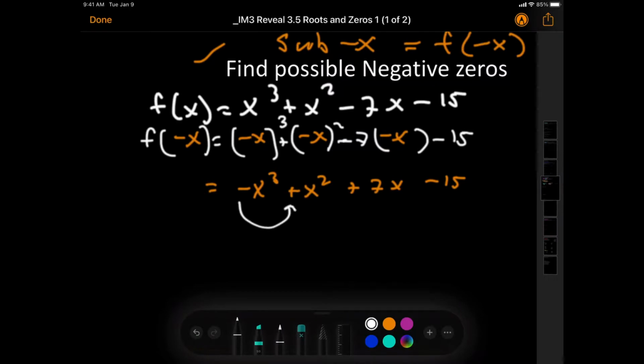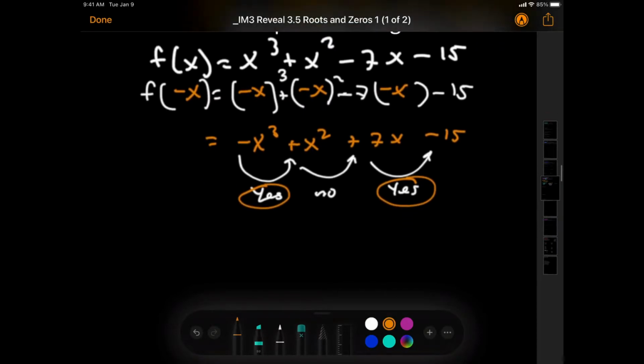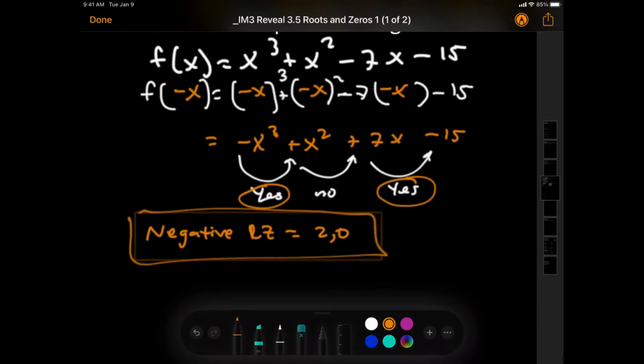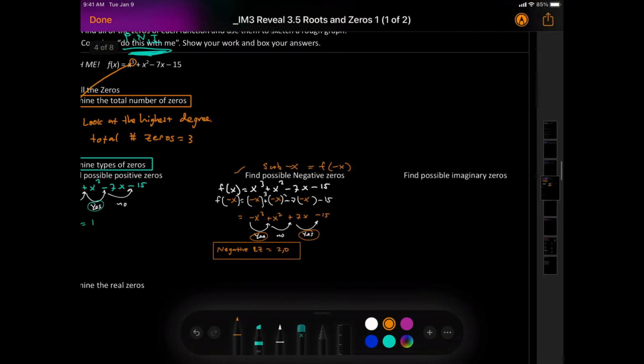Is that a change there? Yes. No. And no. Whoops, can't read. That is a yes here. So there are 2 sign changes here. So for the negative real zeros, we have either 2 or 0. All right, we did this in the last lesson above. And now we just need to find the imaginary zeros.